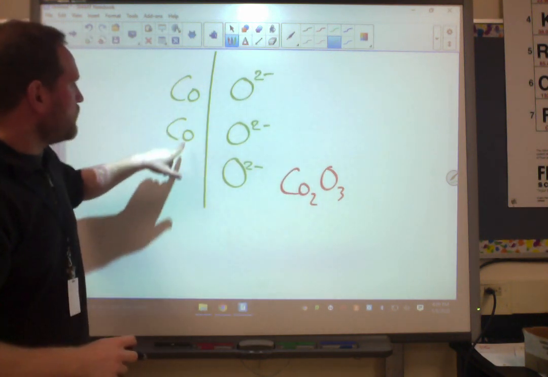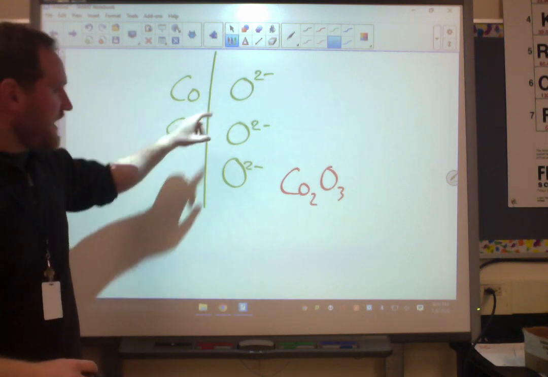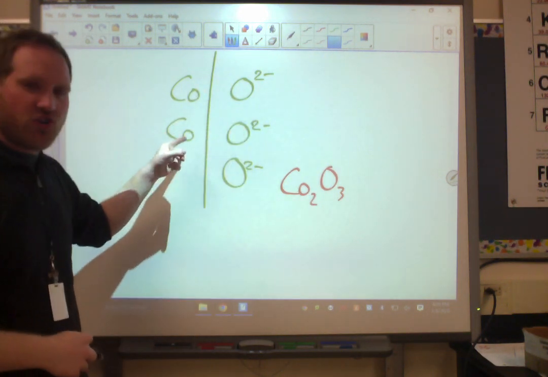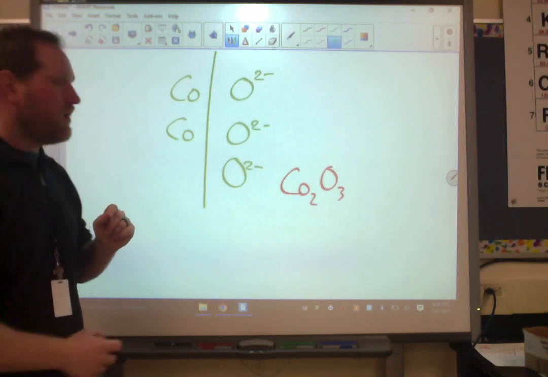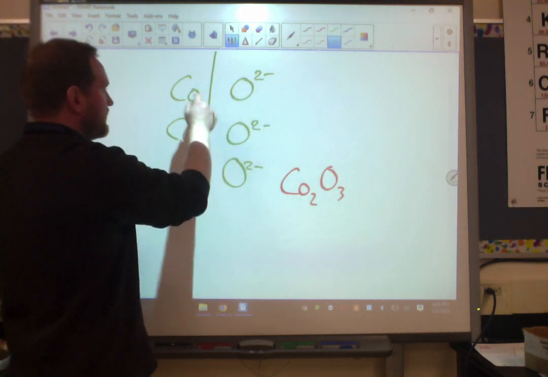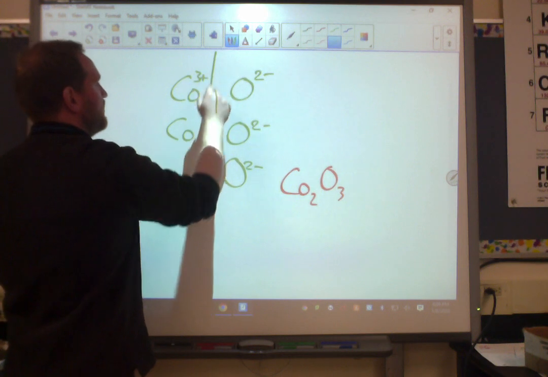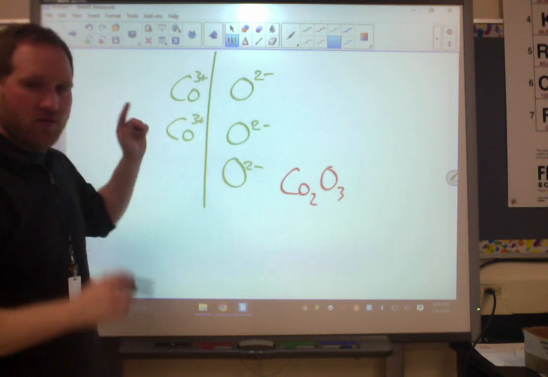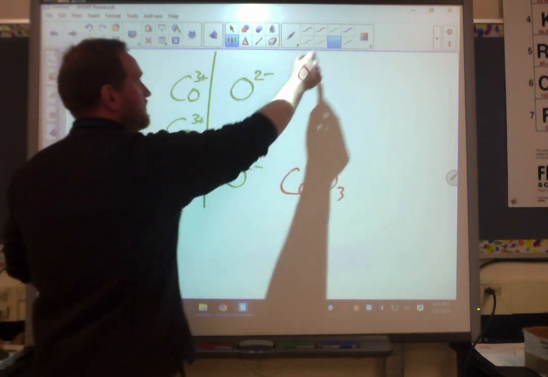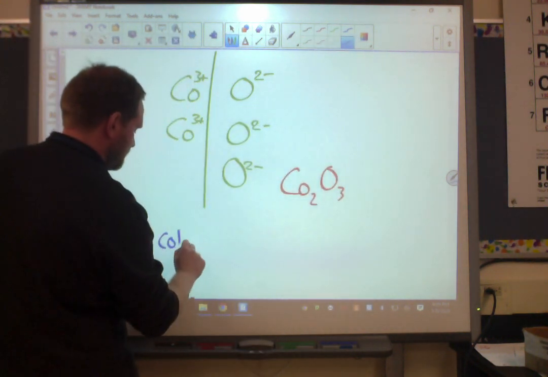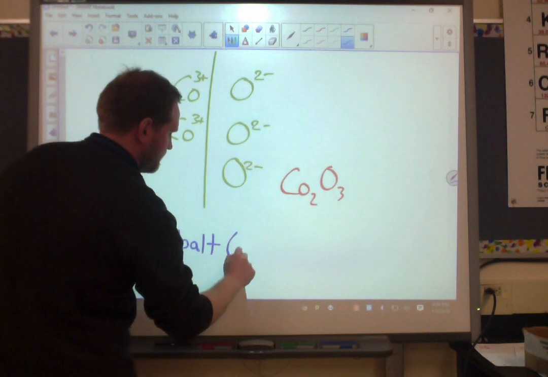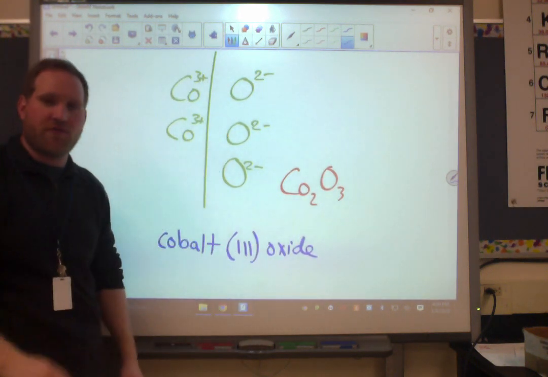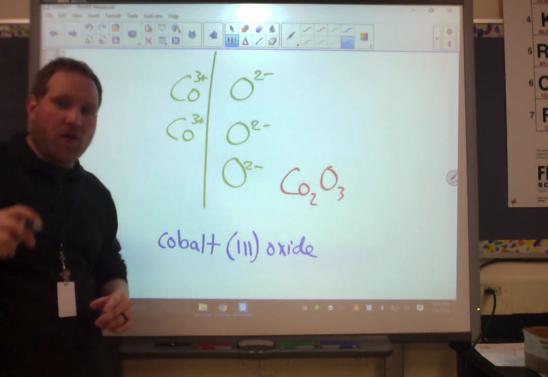So we have 2 cobalts that are able to cancel out 3 oxygens. Notice the charges. What must the charge on each of these be? 2, 2, 2, that's 6, 2 here, so it's got to be 3 plus. So the answer for this is going to be cobalt 3 oxide. Okay, cobalt 3 oxide. It's not going to be cobalt 6 oxide.